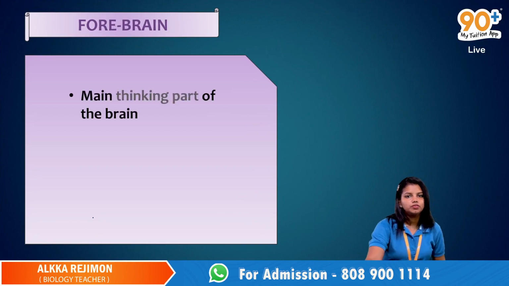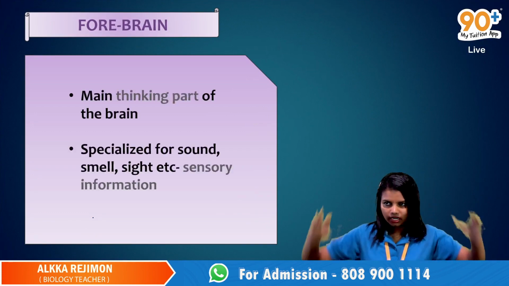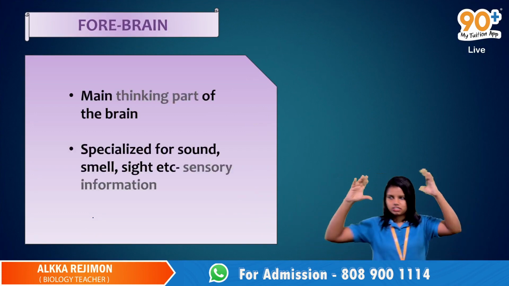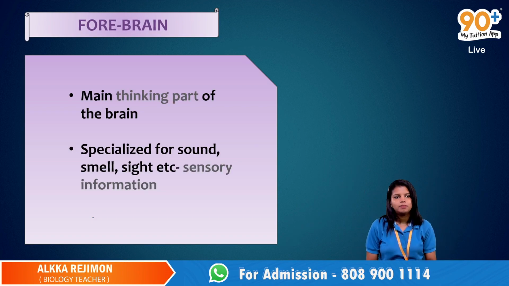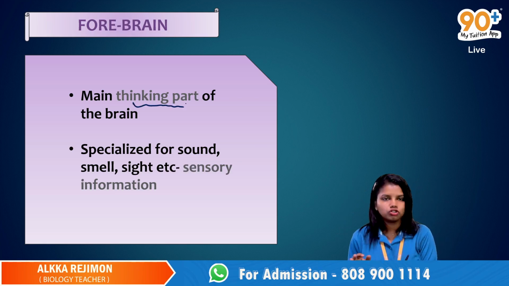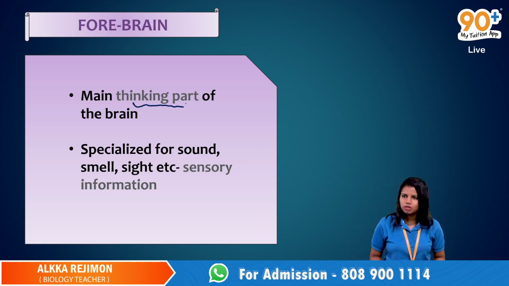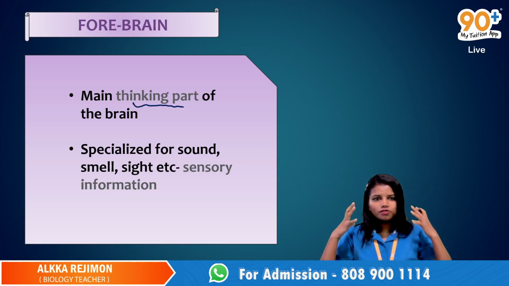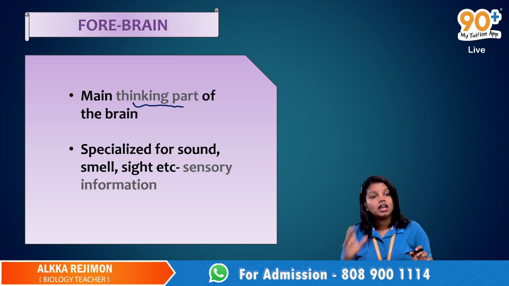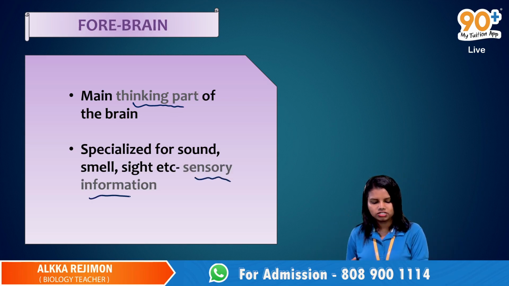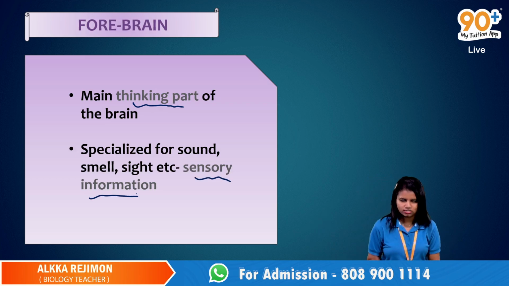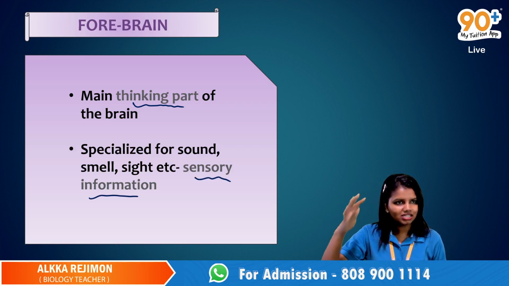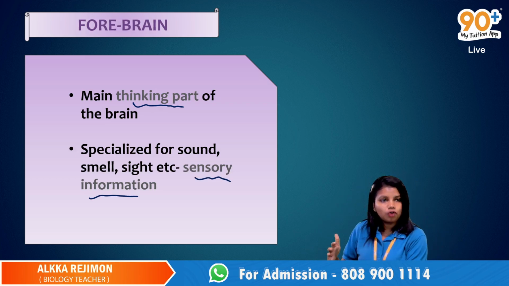Let's see. The forebrain is the major thinking part. I have already shown you the cerebrum, thalamus and hypothalamus come under the forebrain, and this is the major thinking portion: the thought process, the memory process, the processing of your thinking. All this is happening here, and most of the sensory information, the information from your sense organs, is received in the forebrain portion.